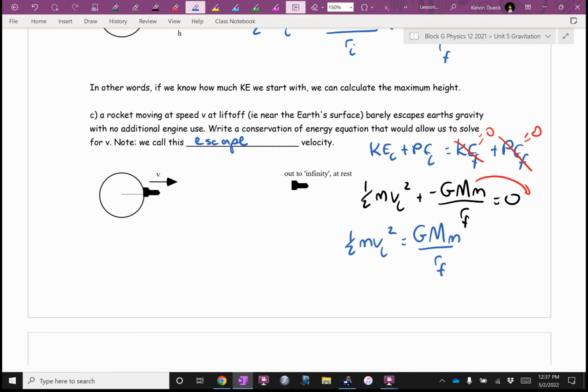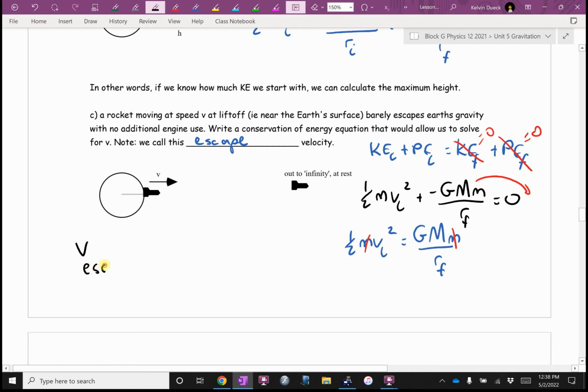Will the escape velocity for the space shuttle be the same as the escape velocity for a tiny little CubeSat? Do the little m's cancel? Yes. I'm going to get the V by itself. Xavier, how would I get the V by itself? And then this is escape velocity.